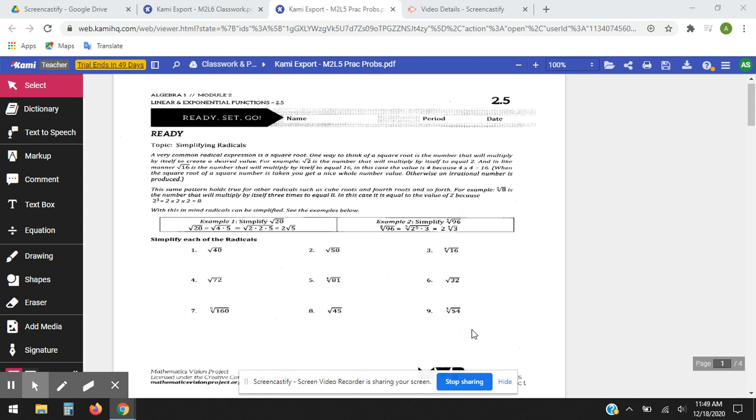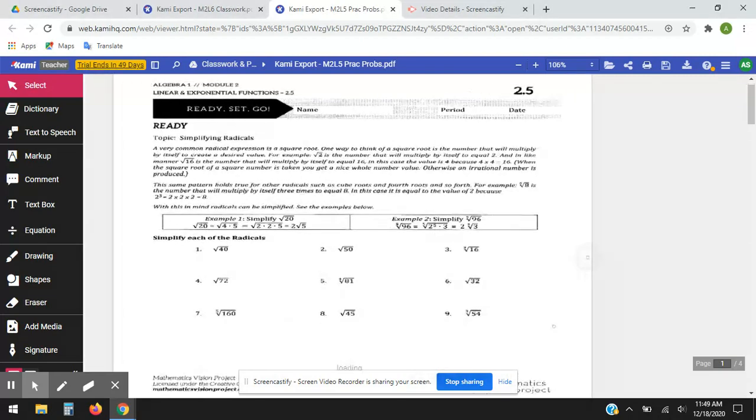Hi, this is the practice problems for Module 2.5 in Algebra. I just want to go over a few of these to give you an idea. This is a review of some roots that you may or may not have done last year, depending on your curriculum. There are two different ways of doing the same thing.